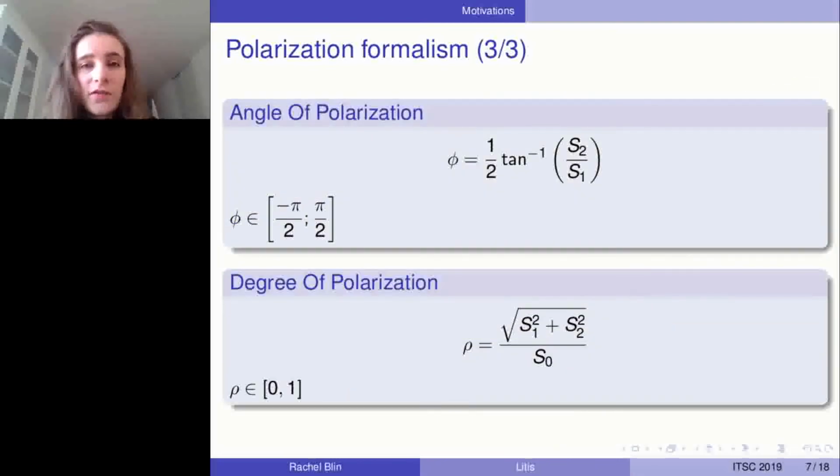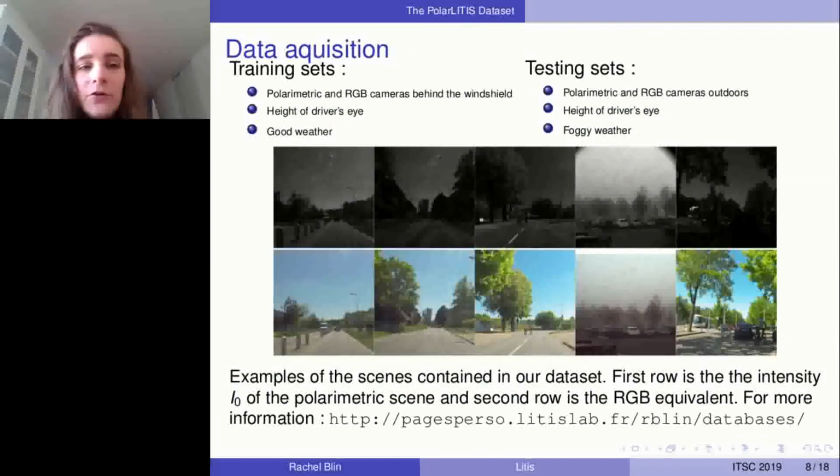From the Stokes vector, we can compute other polarimetric features. The first one is the angle of polarization, which is the orientation of the polarized part of the wave with regards to the incident plane. The second one is the degree of polarization, which refers to the quantity of polarized light in the wave. Now that we have all the needed polarimetric background, I will introduce the polarities dataset.